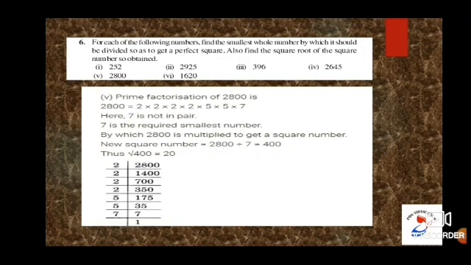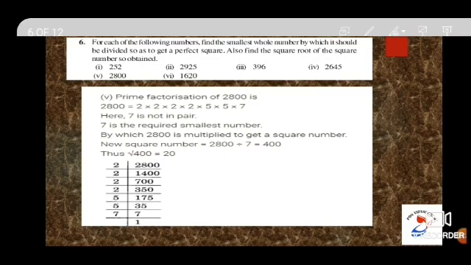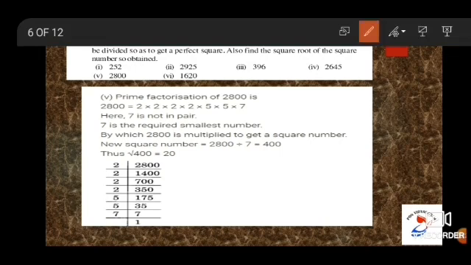Subdivision 5. The question is 2800. Again, you have to find out which is the number that is not in pair, and we have to divide that number so that the result you are going to get will be a perfect square number. So, let us check the prime factors of 2800.